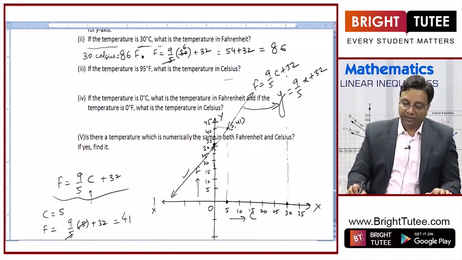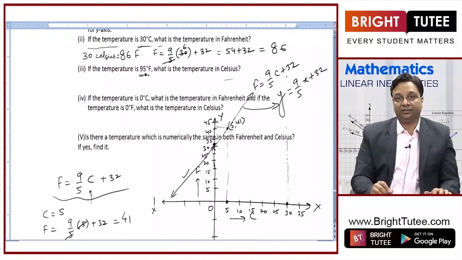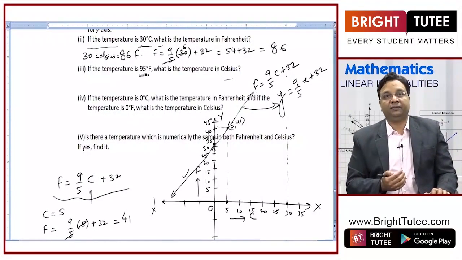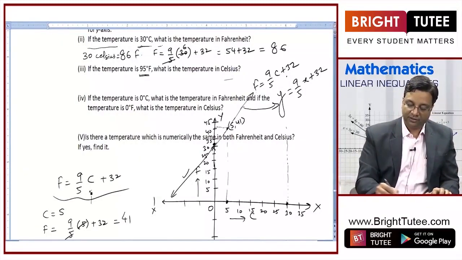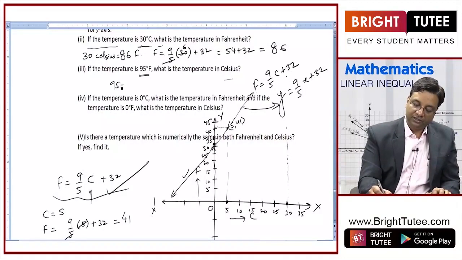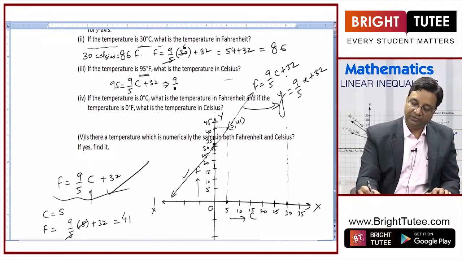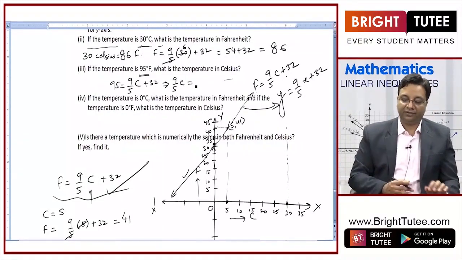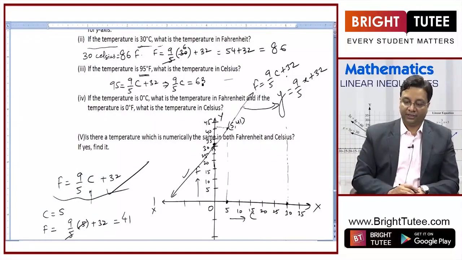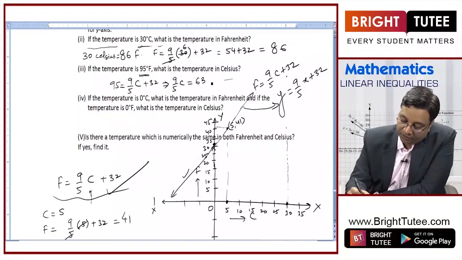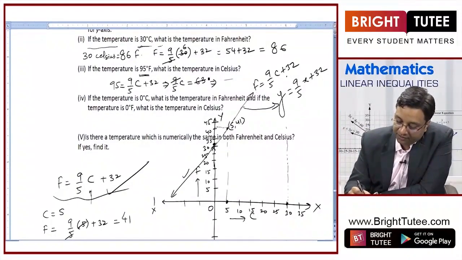Now what is 95 Fahrenheit? If I put F equal to 95, what will be value of C? So let us put it in this equation, F equal to 95. So what will be C? 9 by 5 C plus 32. So this will give me 9 by 5 C equals 95 minus 32, that is 63, right? So what will be value of C? This is, 9 7s are 63. C will be equal to 35 Celsius.